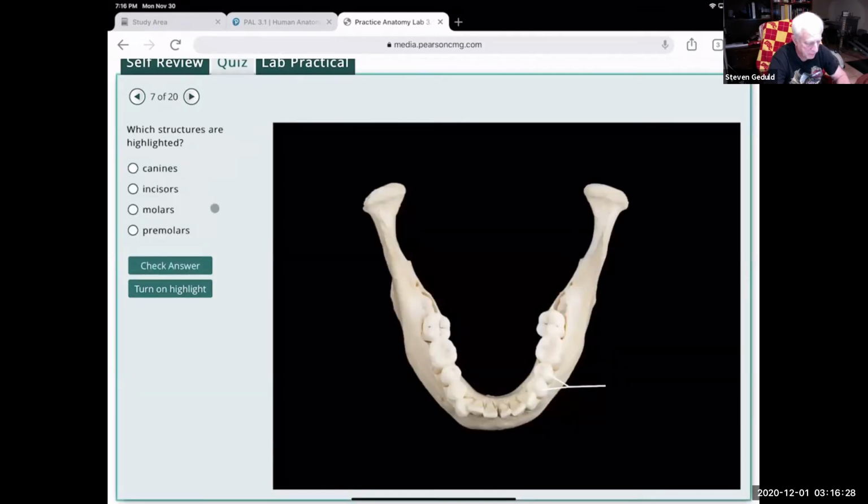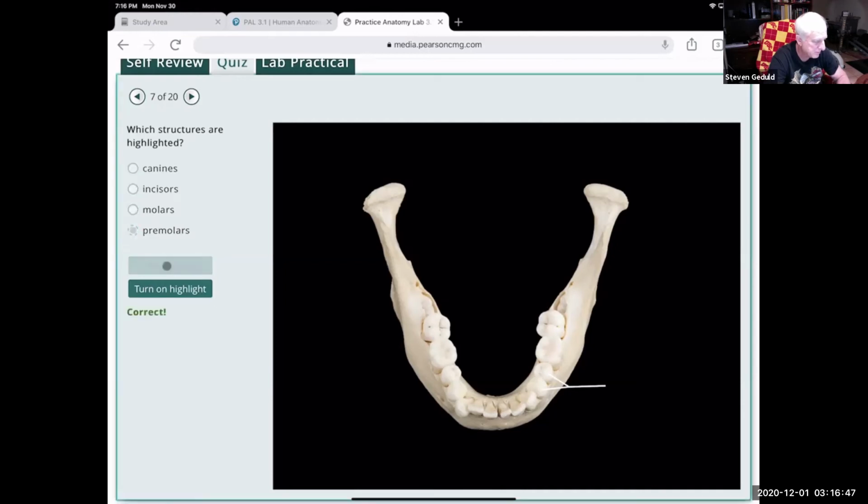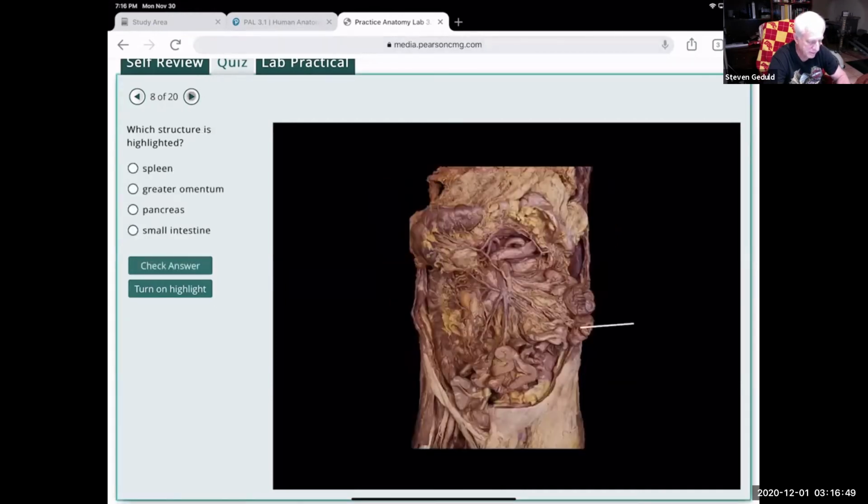Okay, there's your mandible. It says what structures are highlighted. So what teeth are those? Remember, there's your unerupted wisdom tooth. These are molars. These are what? Premolars. You got your cuspids or your canines, and you got your incisors. So these are your premolars. I better not miss those, huh? I'd be in trouble. It'd be scary.